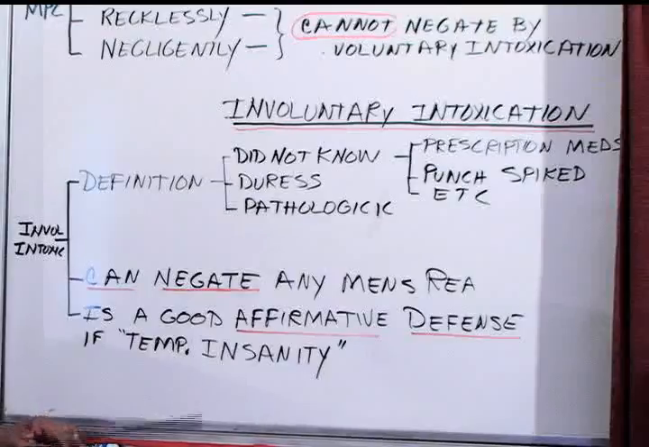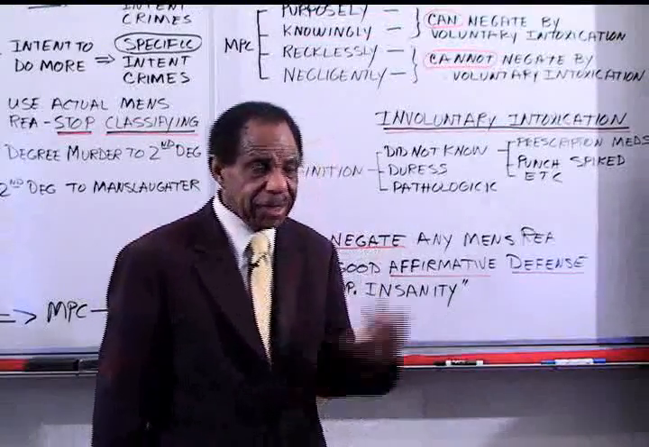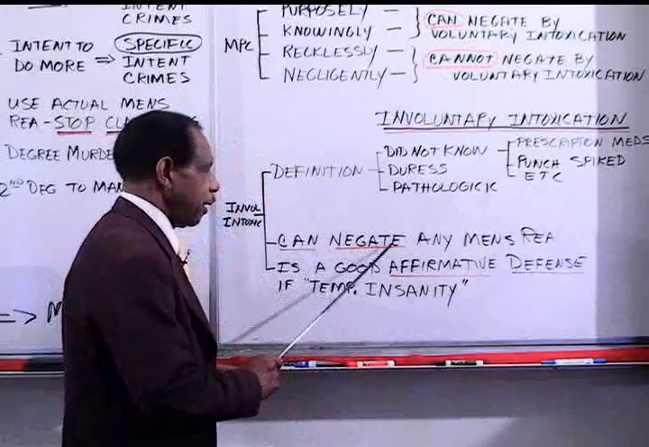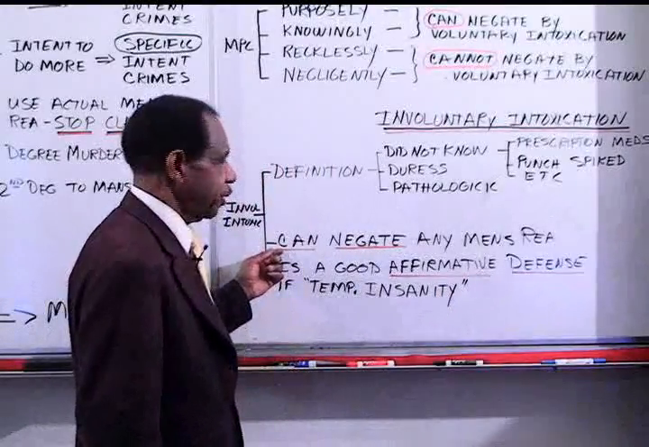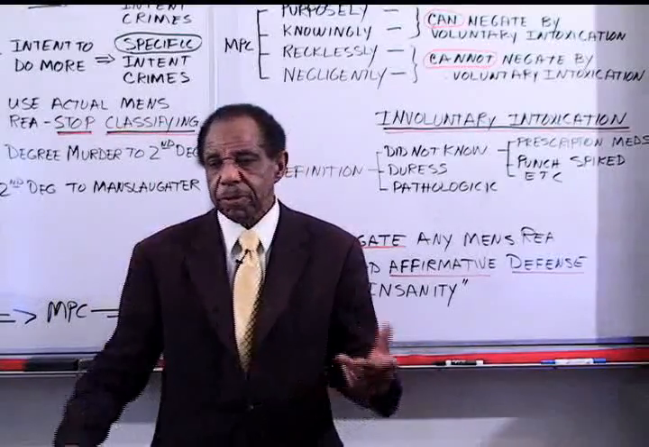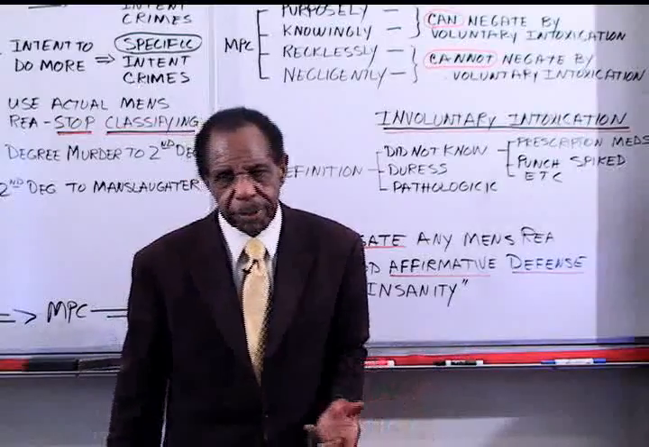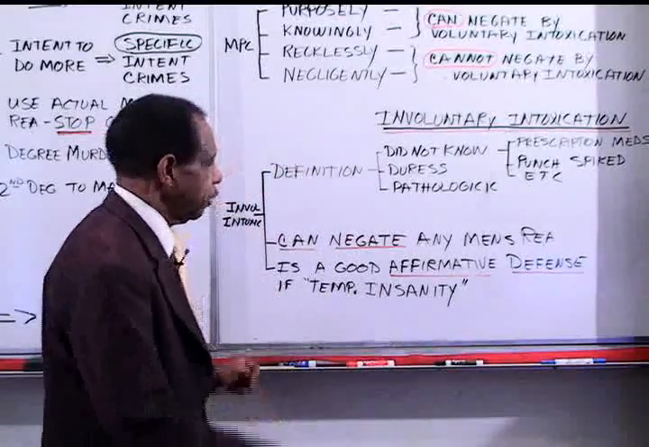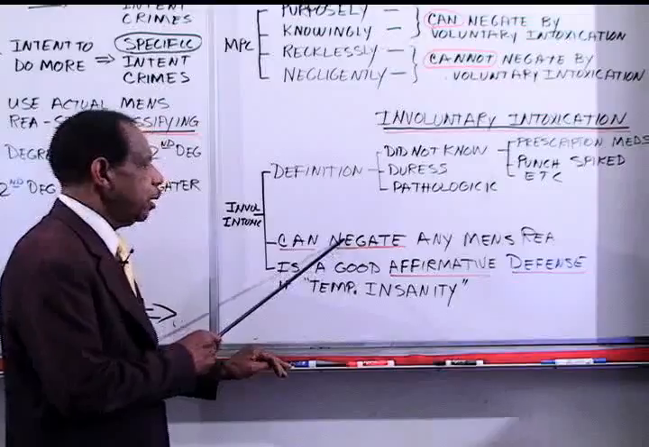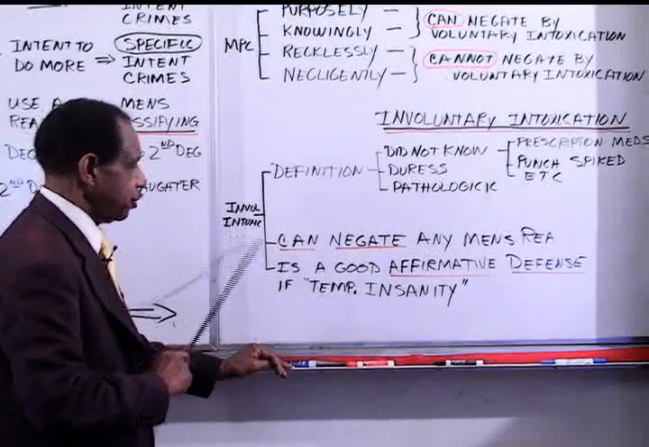So if we have involuntary intoxication, this can negate the mens rea of any crime. Can negate the mens rea of specific intent crimes, general intent crimes. Any mens rea can be negated by involuntary intoxication, even negligence or recklessness. If they were reckless because they were involuntarily intoxicated, they're not responsible for that. So you can negate any mens rea with involuntary intoxication.